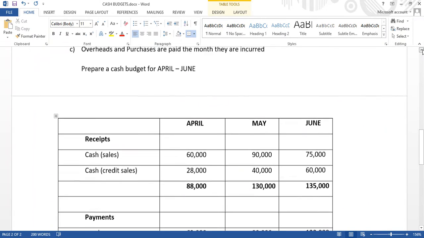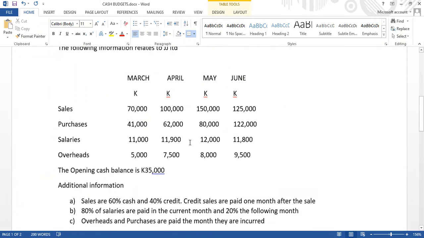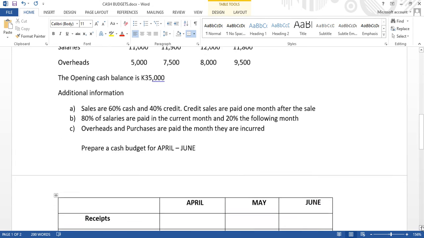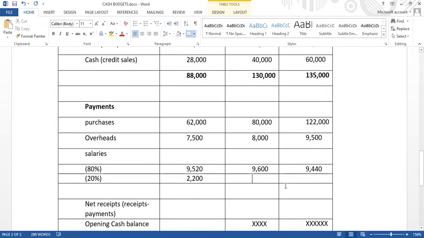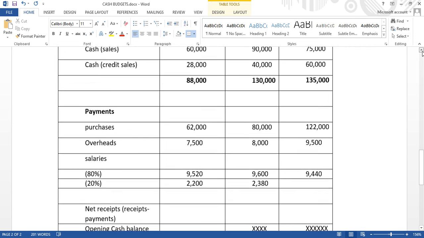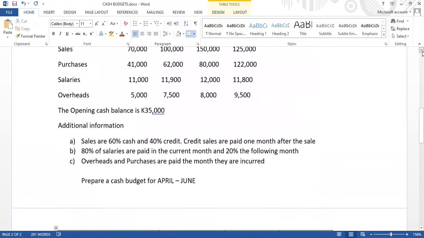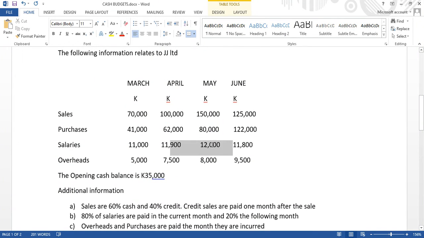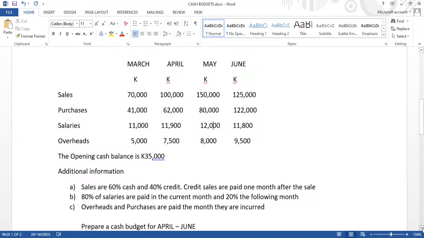That's for March. Then we get 20% of the April salary, which will be paid in May. So 20% of 11,900. That's, we get 2,380. Then in June, 20% of the May salary will be paid. So 20% of this 12,000, 2,400.